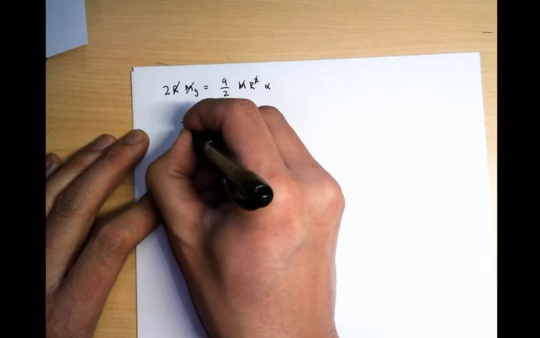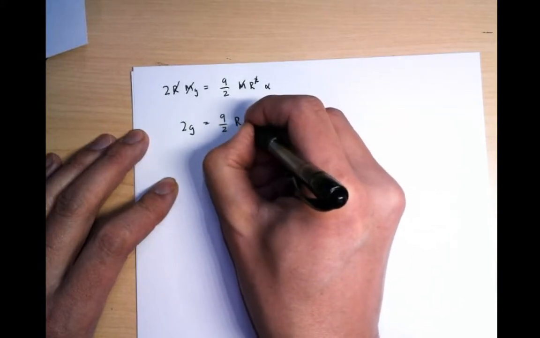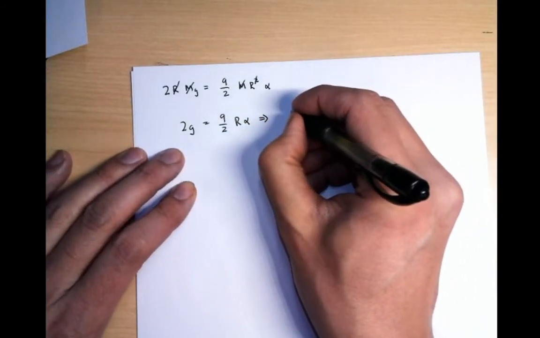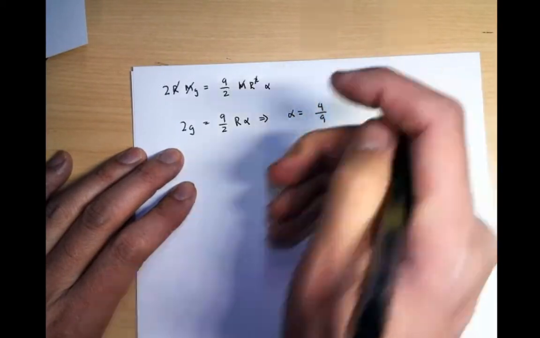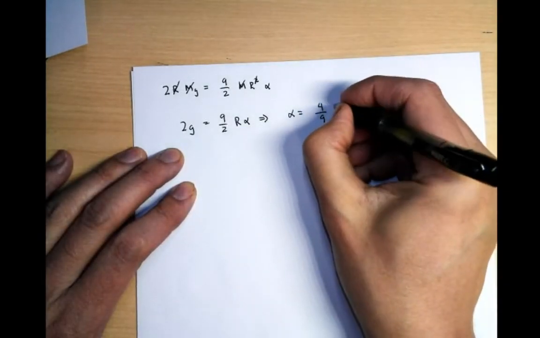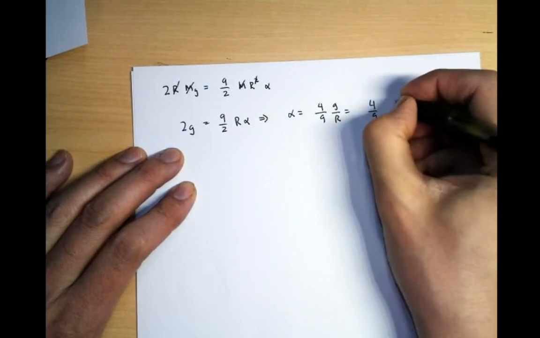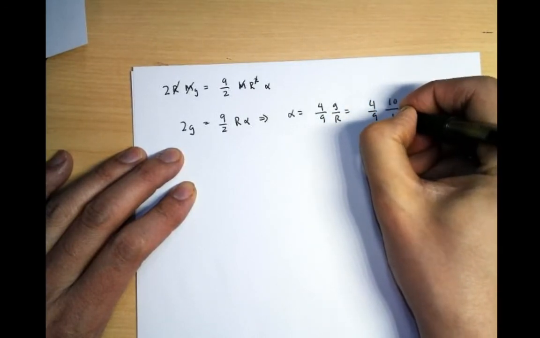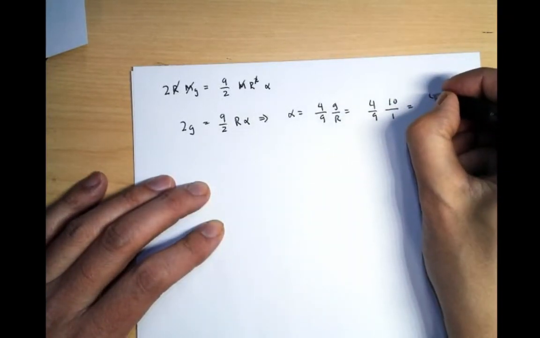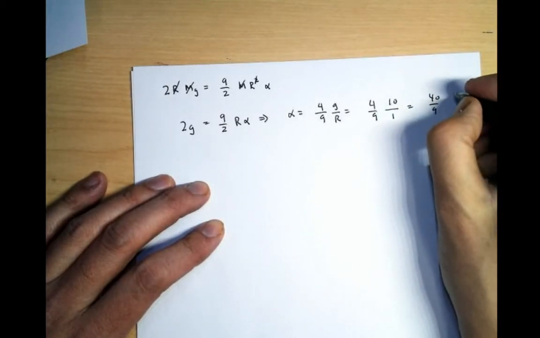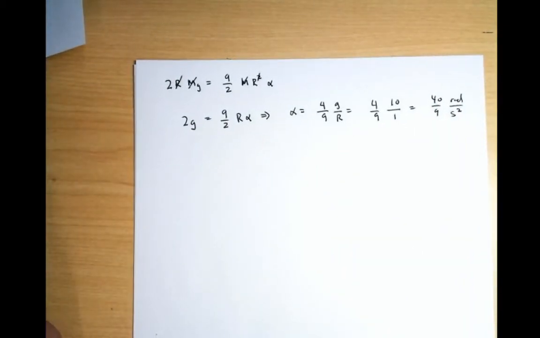And so we have 2g is equal to 9/2 r times alpha, which implies that alpha is equal to 4/9 g over r. Okay, so we plugged everything in, that's 4/9, and then g is 10, r was 1, and so this is 40 over 9. Okay. Radians per second squared. Okay, so that's kind of nice.